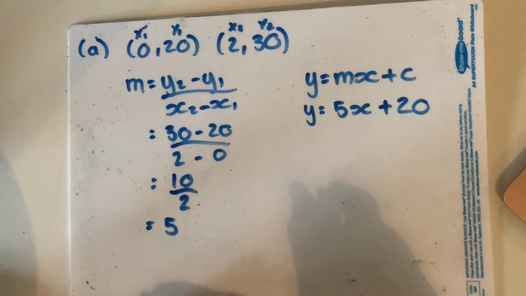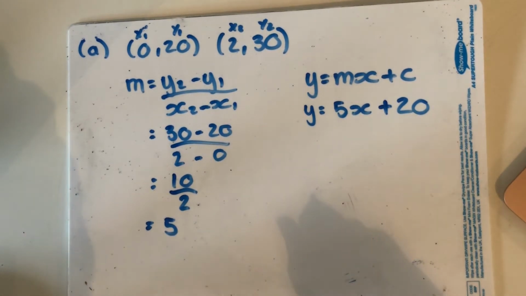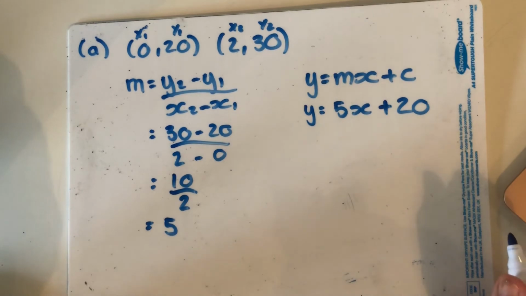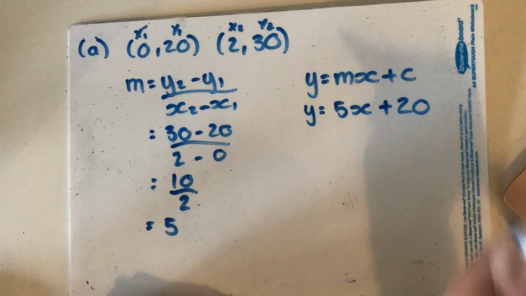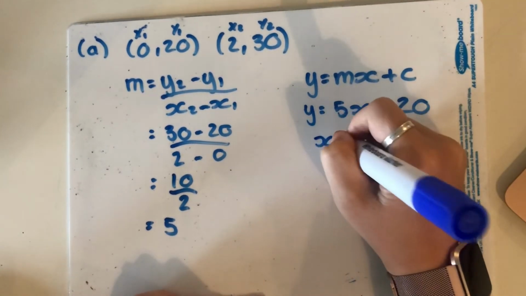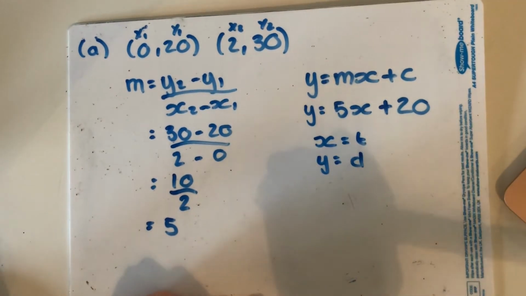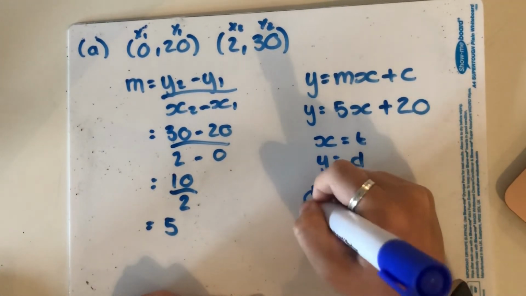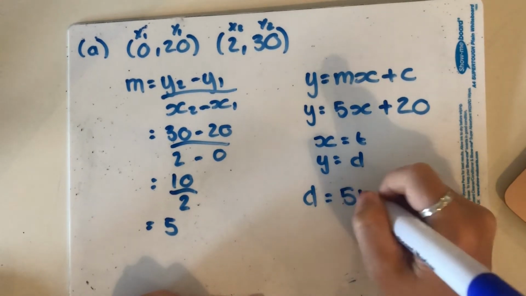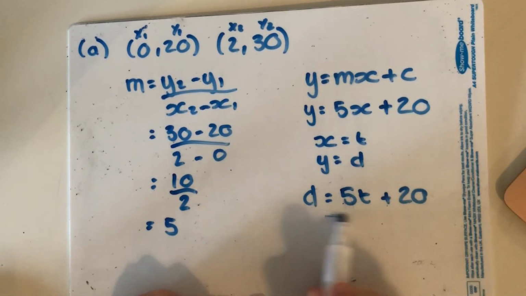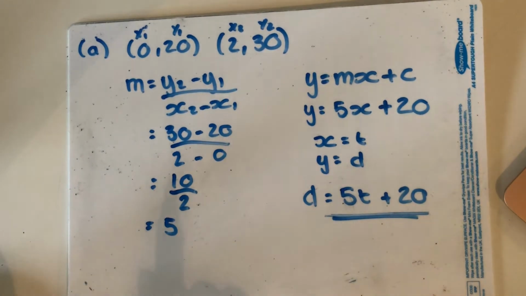The only difference in this is on your graph. If you have a look on your PowerPoint on slide 20, your axis has been changed. So instead of having x, we've got t. So in place of x, we can put t. And in place of y, we can put d. So all we're doing is we're writing d is equal to 5t plus 20. And that's it.